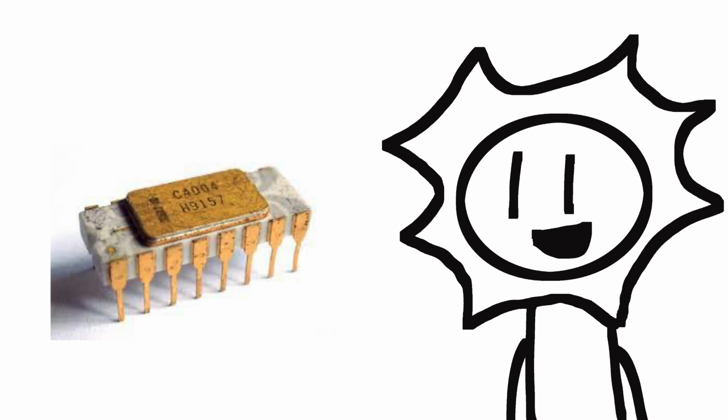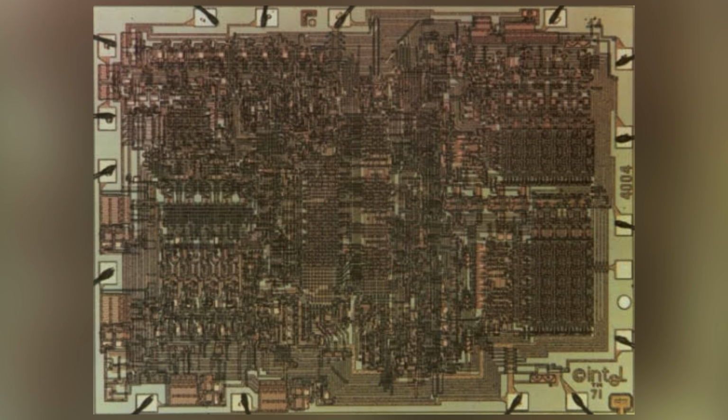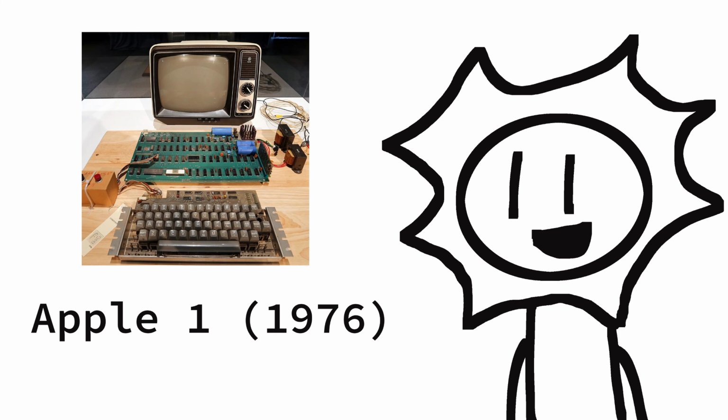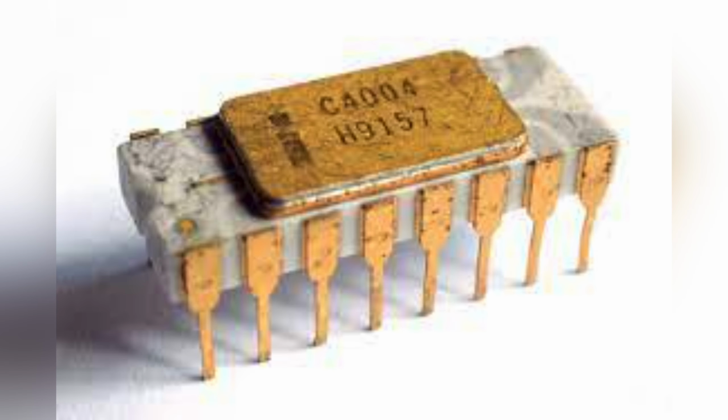In the 1970s, the introduction of microprocessors revolutionized the computer industry. The microprocessor, a CPU on a single integrated circuit, made it possible to create smaller and more powerful computers. The Intel 4004, introduced in 1971, was the first commercially available microprocessor.